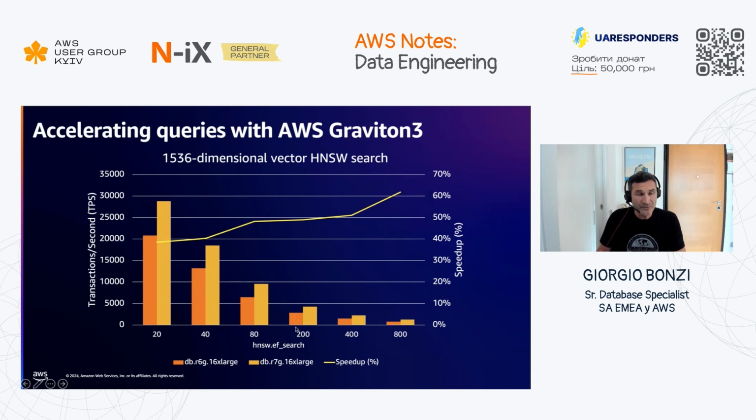And when we reach 800 for this parameter, so a very high recall value, we can see that the gain, the speed up of the Graviton 3 compared to Graviton 2 is up to more than 60% in terms of transactions per second. So also the right choice of hardware does really matter in terms of performance.